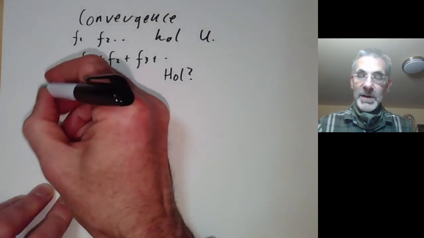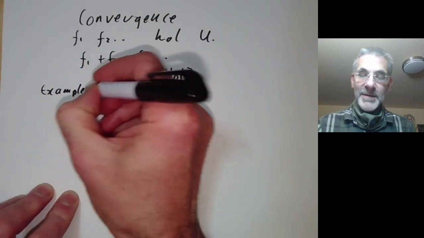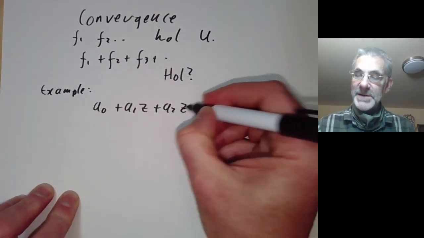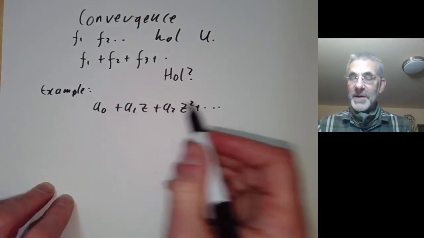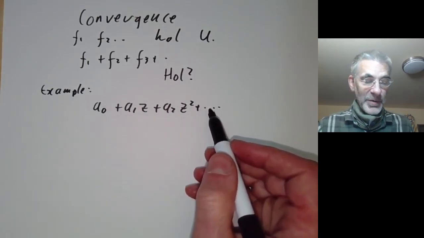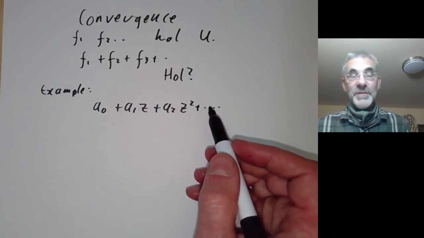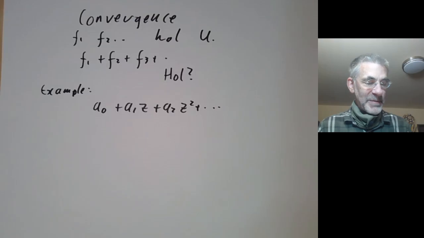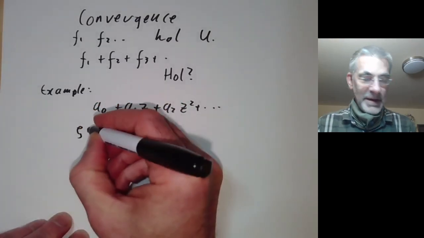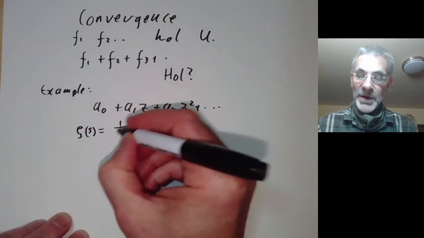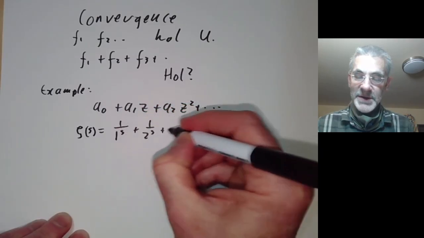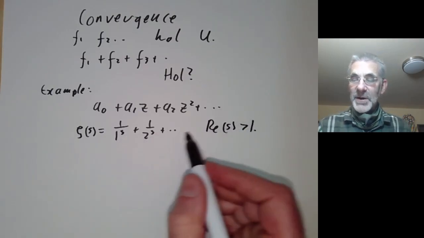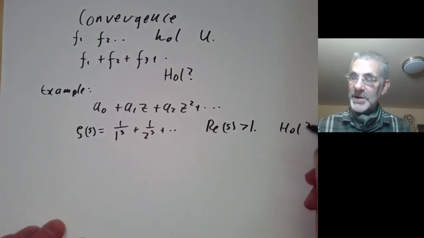So, for example, we might take a power series, a0 plus a1z plus a2z squared and so on, and if this converges in some open set, does it converge to a holomorphic function? Well, we've sort of implicitly assumed that it does several times, and in this lecture we will actually explain why. Another example, in the earlier lecture we had the Riemann zeta function 1 over 1 to the s plus 1 over 2 to the s and so on, which converges for the real part of s greater than 1, and we would like to know it's holomorphic in this region.